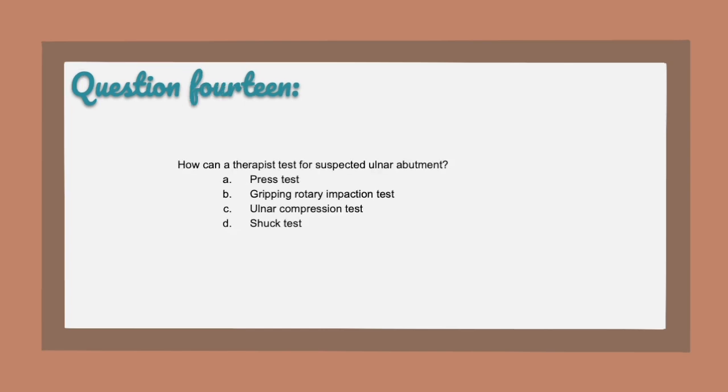Question 14, correct answer here is B, the grind test. The press test is for testing TFCC injuries. Ulnar compression is for an ulnar nerve compression at Guyon's canal. And the shuck test is an LT ballottement test.